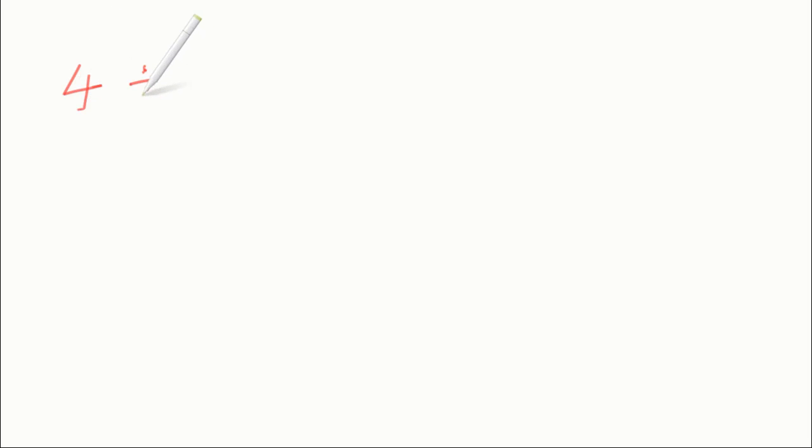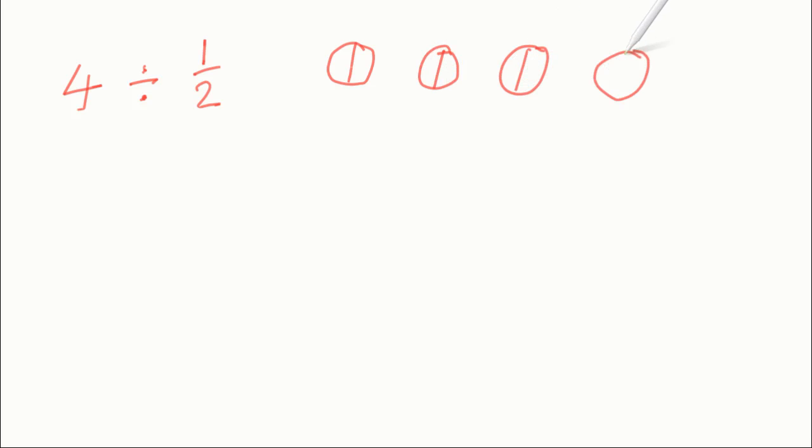So the first one I'm going to do is 4 divided by 1/2, and you can read this as how many halves in 4. One way of doing it is to draw 4 oranges and split them all into 2 halves. Then how many halves are there in 4 oranges? Well, if you count them, you'll see that there's 8. And the steps for doing this are this.